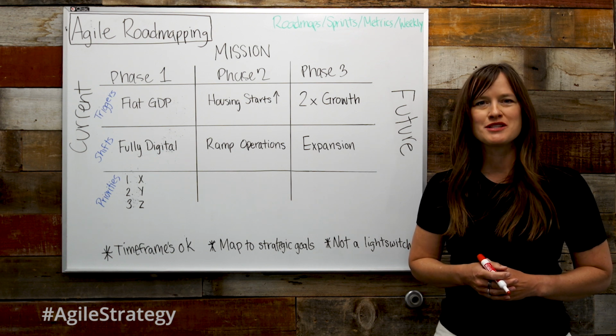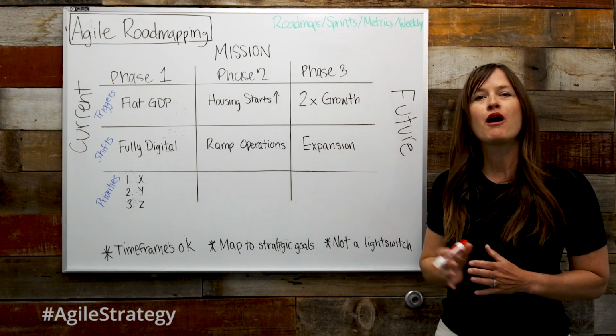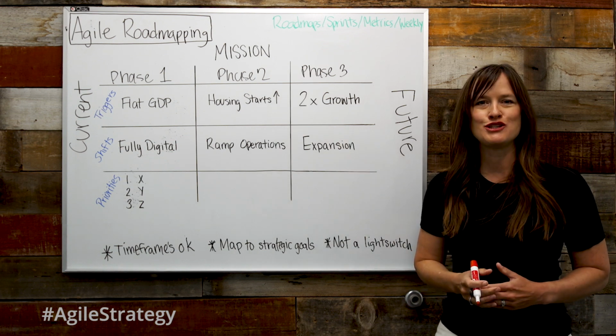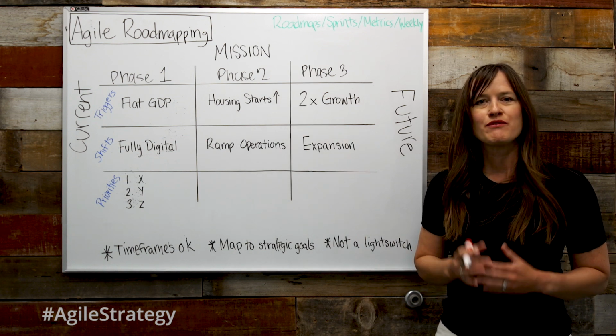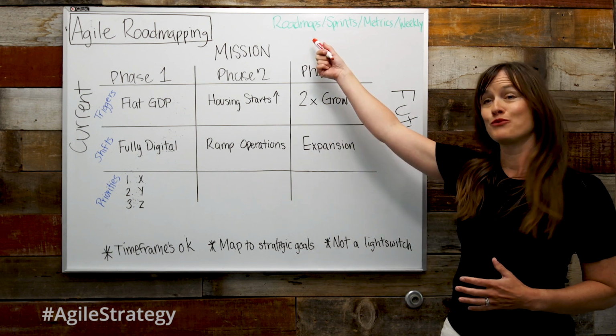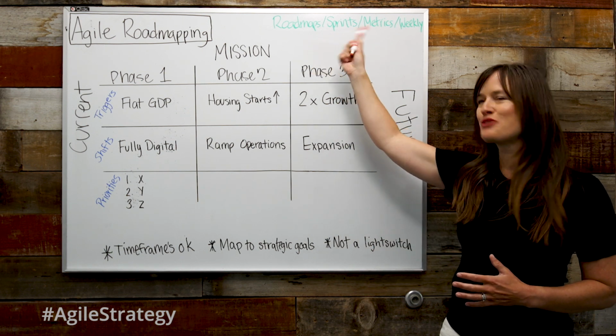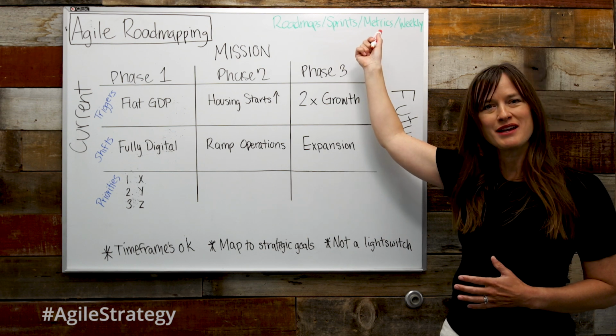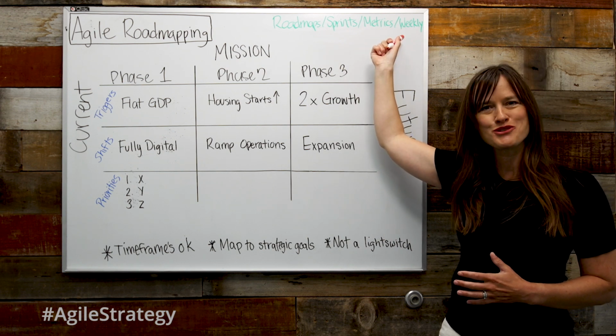Today's whiteboard video is on Agile road mapping. This is part of our series on Agile strategy or Agile strategic planning. We have a 4-part framework: Agile roadmaps, strategy sprints, health metrics, and weekly health check-ins or metric Mondays.